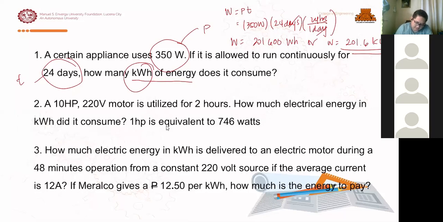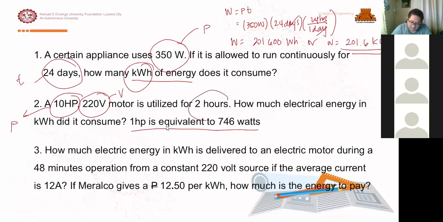Next, a 10 HP motor. So 10 HP is a unit of power, no? Na merong conversion dito: 1 HP is equivalent to 746 watts daw. Then we have 220 volts of motor. Meron tayong voltage and utilized for 2 hours. Okay, ito yung time natin. So, how much electrical energy, W in kilowatt hour, did it consume?